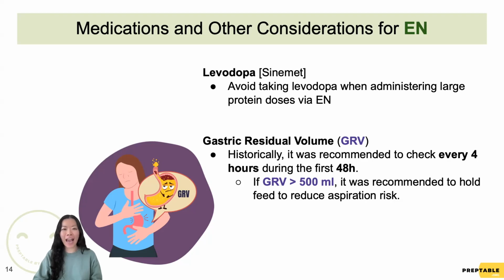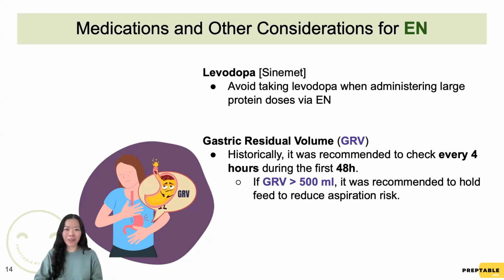Next up, gastric residual volume, GRV. Historically, it was recommended to check GRV every 4 hours during the first 48 hours. And after that, every 6 to 8 hours for patients who are not critically ill. If GRV is higher than 500 milliliter, it was recommended to hold feed to reduce aspiration.